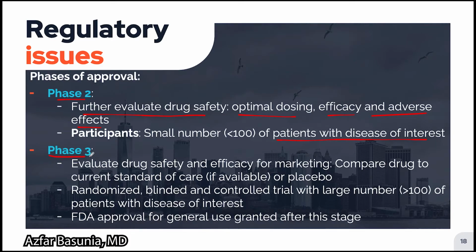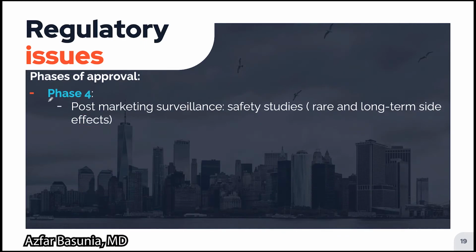In Phase 3, investigators further evaluate drug safety and this time efficacy for marketing. Here, the goal is to compare the drug to the current standard of care if available or placebo. Most Phase 3 studies are randomized, blinded, and controlled trials with a large number, greater than 100, of patients with a disease of interest. FDA approval for general use is granted after this stage. Phase 4 studies happen after FDA approval and are post-marketing surveillance studies where we look into rare and long-term side effects of the drugs.